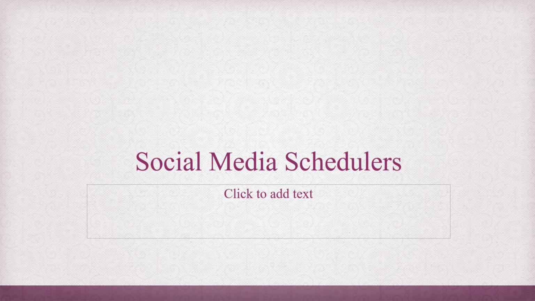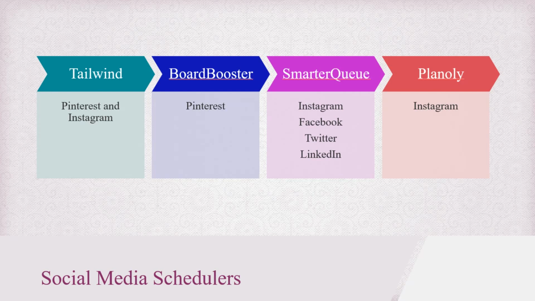All right, it's time to talk about social media schedulers. Yay. Okay. So I use pretty much these four, and Tailwind and Board Booster are mostly for Pinterest, though Tailwind has Instagram now, but SmarterQ and Planoly, well, Planoly's for Instagram, but SmarterQ is for Instagram, Facebook, Twitter, and LinkedIn. So it's a whole bunch of things. I pretty much got everything covered that I use. SmarterQ will have Pinterest and Google Plus coming soon, but they're still working on it.